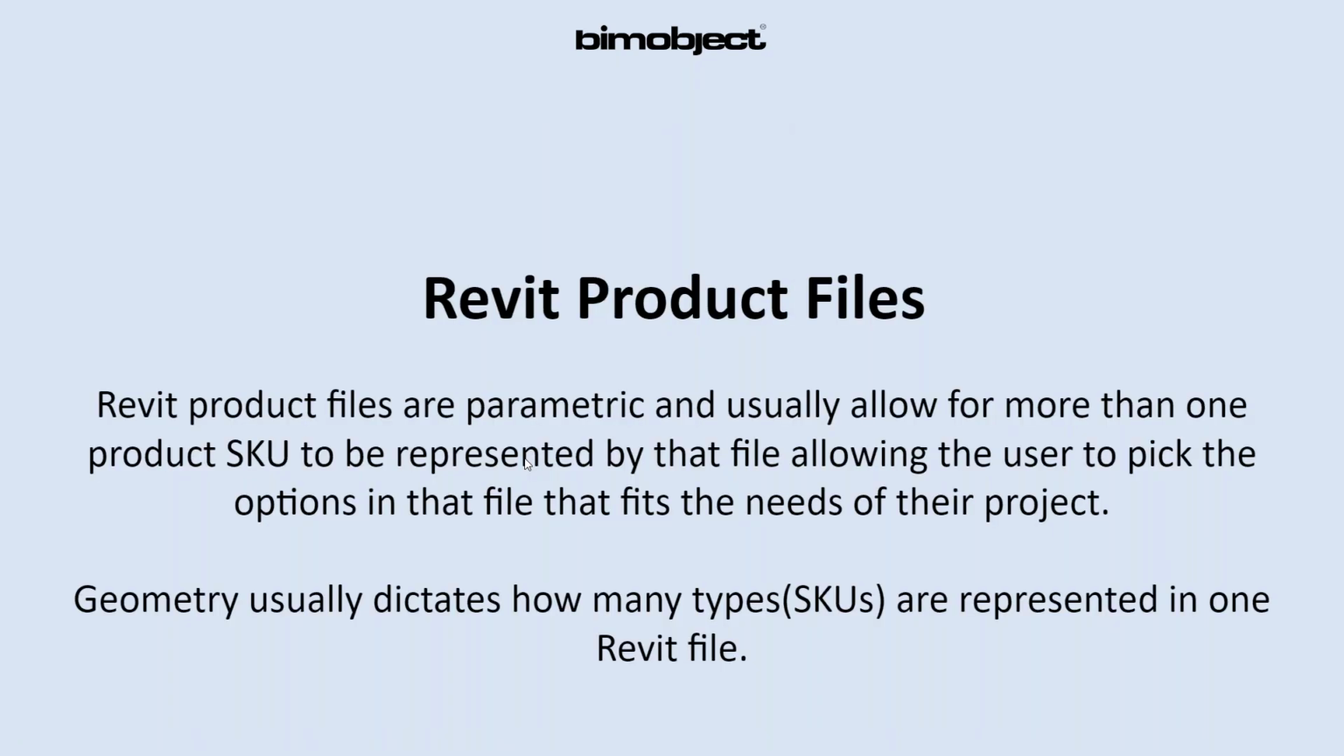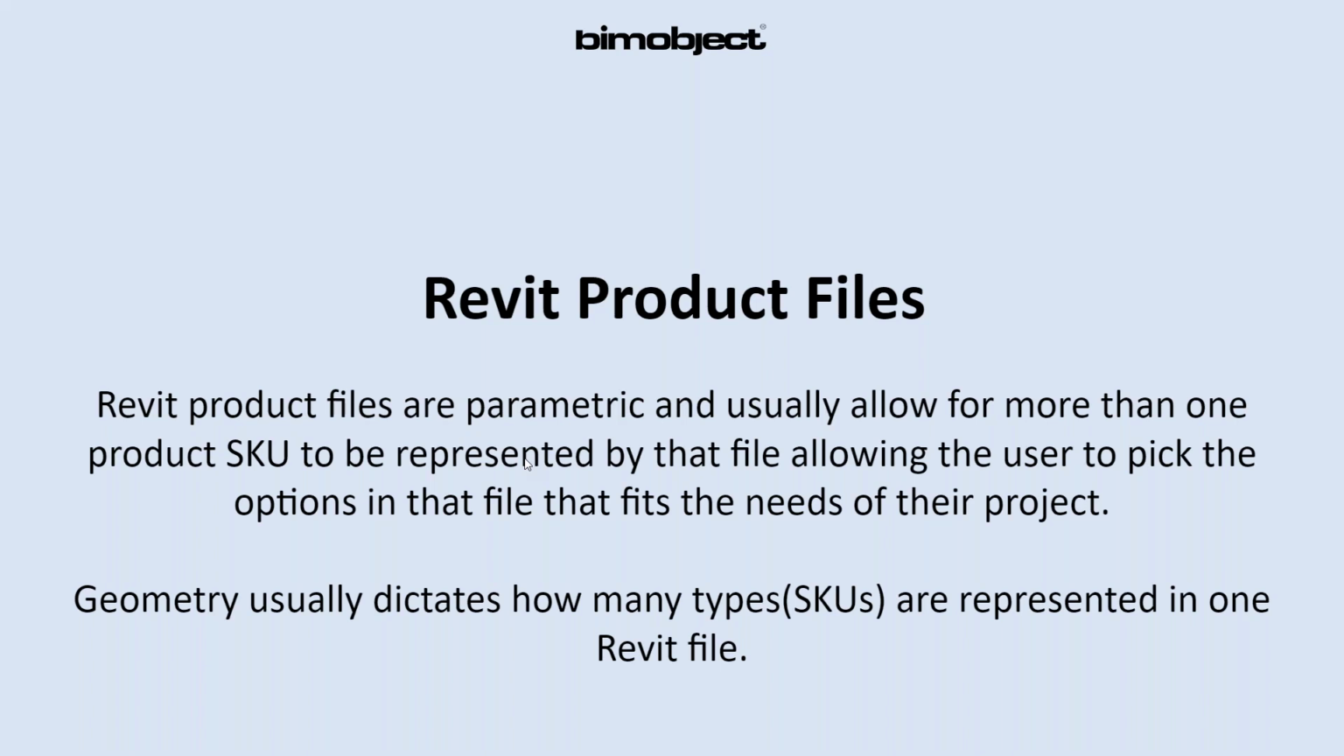Then you have Revit product files. Revit product files get a little more confusing. That's why I wanted to spend a little time with that. Revit product files are usually parametric, meaning that they allow for more than one product SKU. If you have a window and it can go anywhere from 2 foot by 2 foot to 20 foot by 20 foot, and anywhere in between, that file will be one file. We just create it so that it can stretch and flex to the parameters you need for that project.